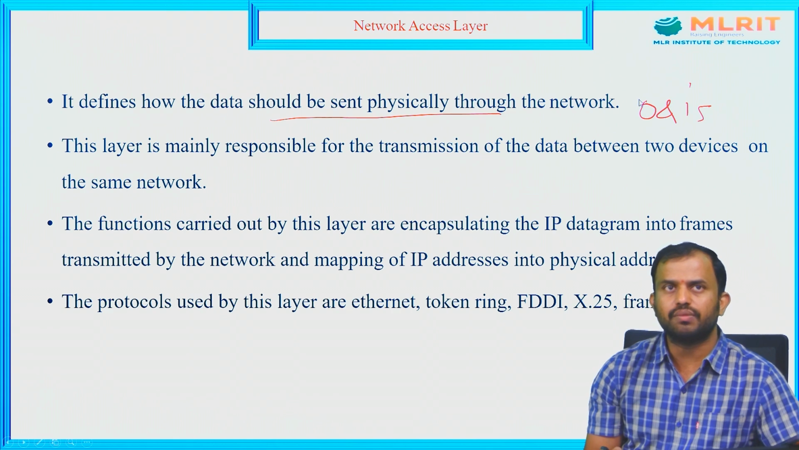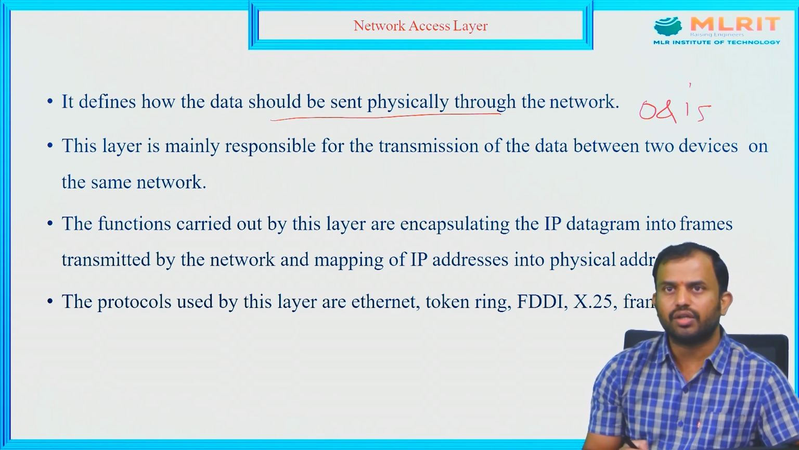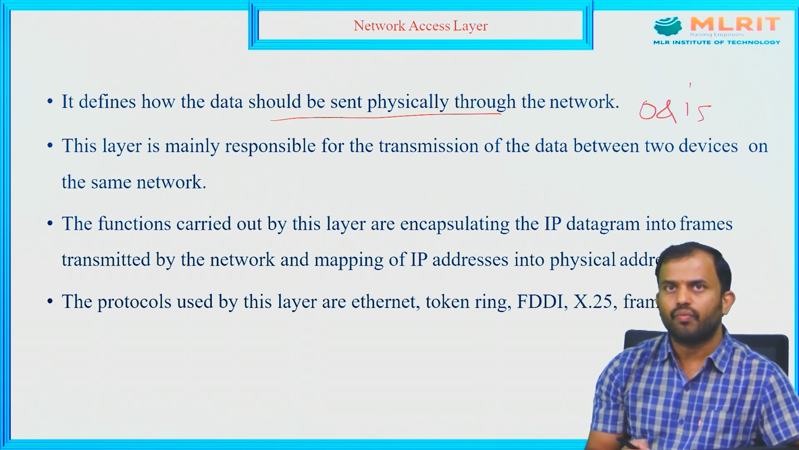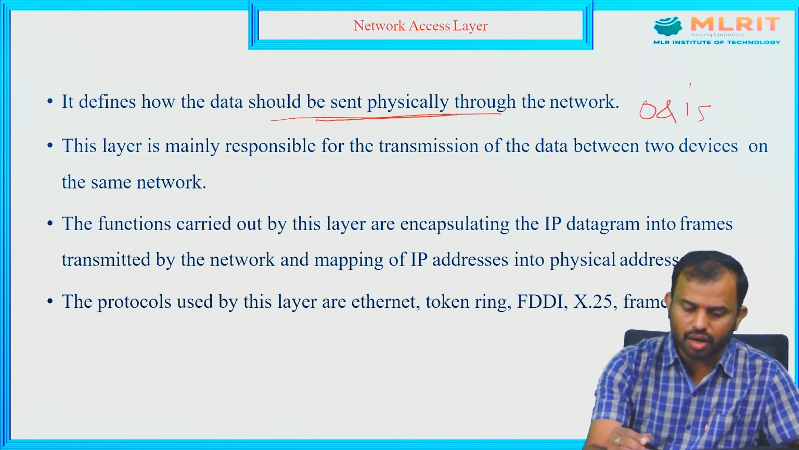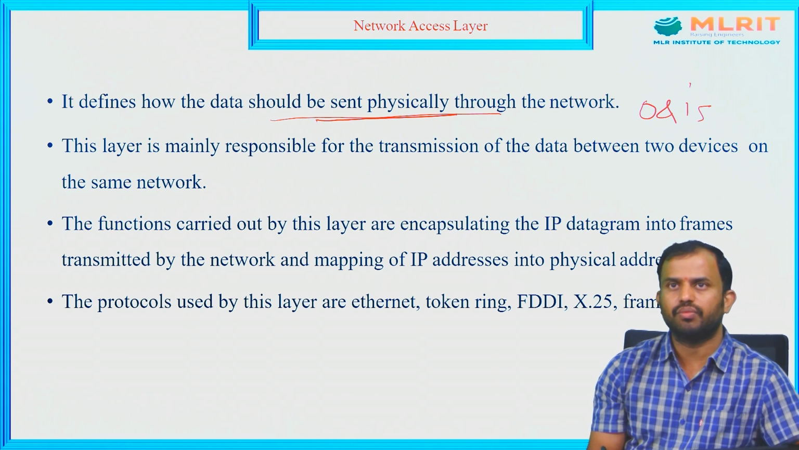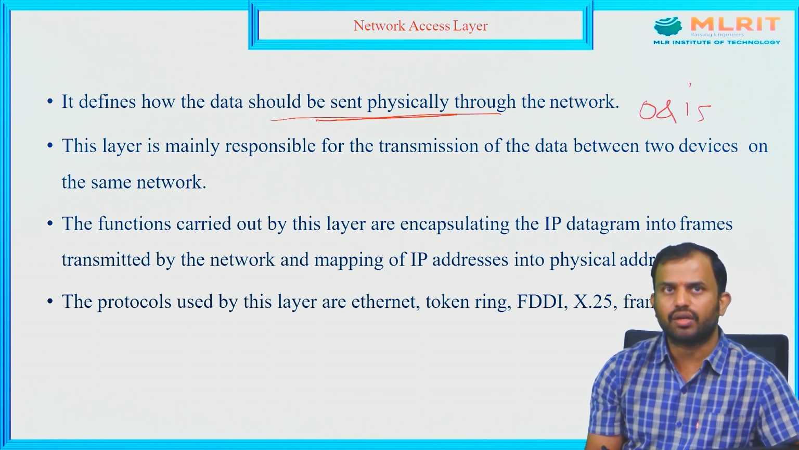The same thing happens in the network access layer, which means the data should be transmitted physically through the network access medium only. What is this physically through the network? Because here we are using some kind of physical communication cable between the source and destination. So the data is transmitted through a physical medium only. We are using this physical kind of network architecture.